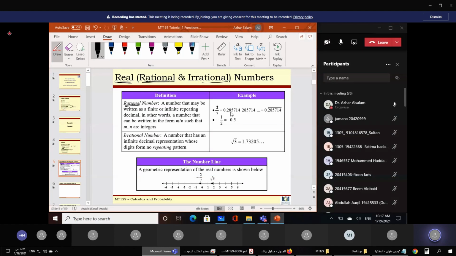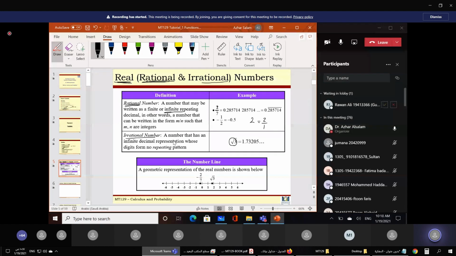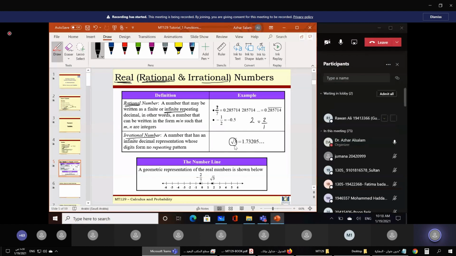When we divide it, it is an infinite repeating decimal. Of course, any integer is a rational number. For example, 2, I can write as 2 over 1. This is a rational number. Irrational numbers are like the square roots. When we find the value of the square roots, it is an infinite decimal and it doesn't repeat like this. Here we will have distinct digits to infinity, of course.